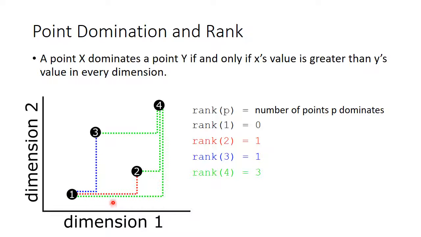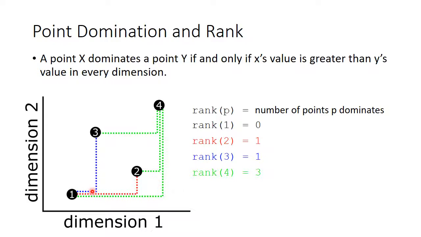So in this way, we can move on to the next point and say, well, point 2 is certainly to the right of 1, and it's certainly above 1, so therefore point 2 dominates point 1, because in dimension 1, it's greater value, in dimension 2, it's greater value, and that's what this red line is here. So you have the dimension 1, dimension 2.